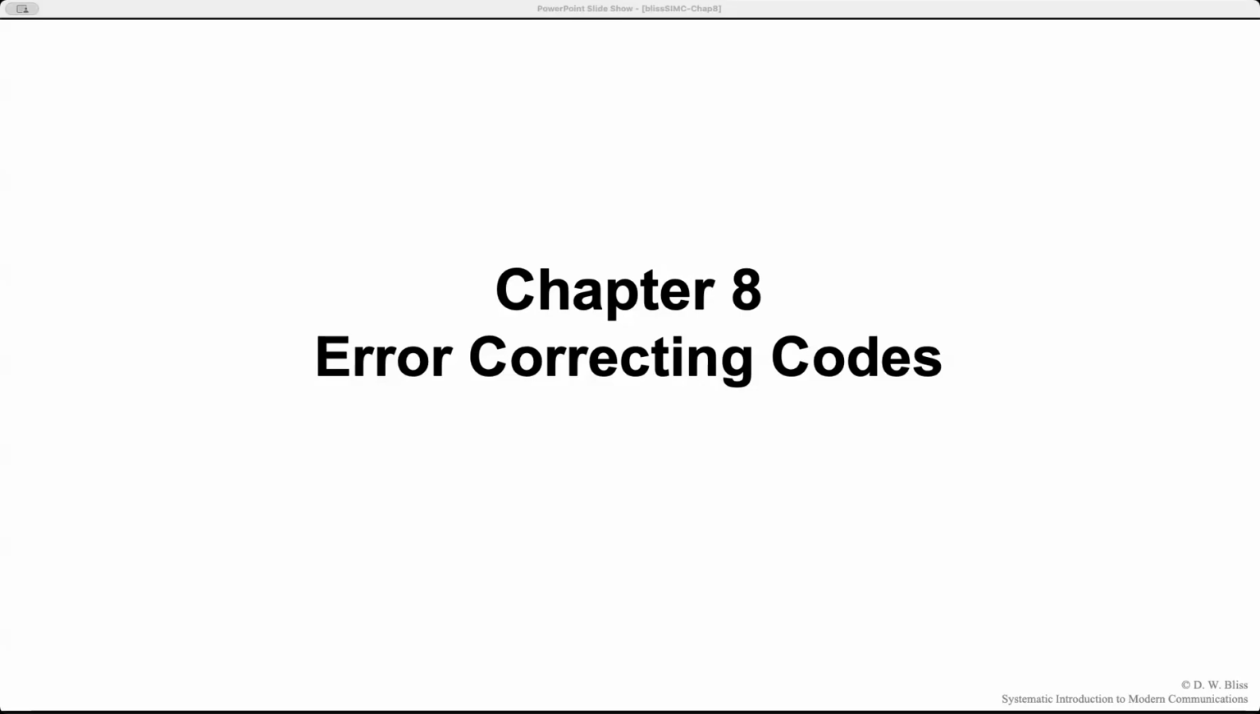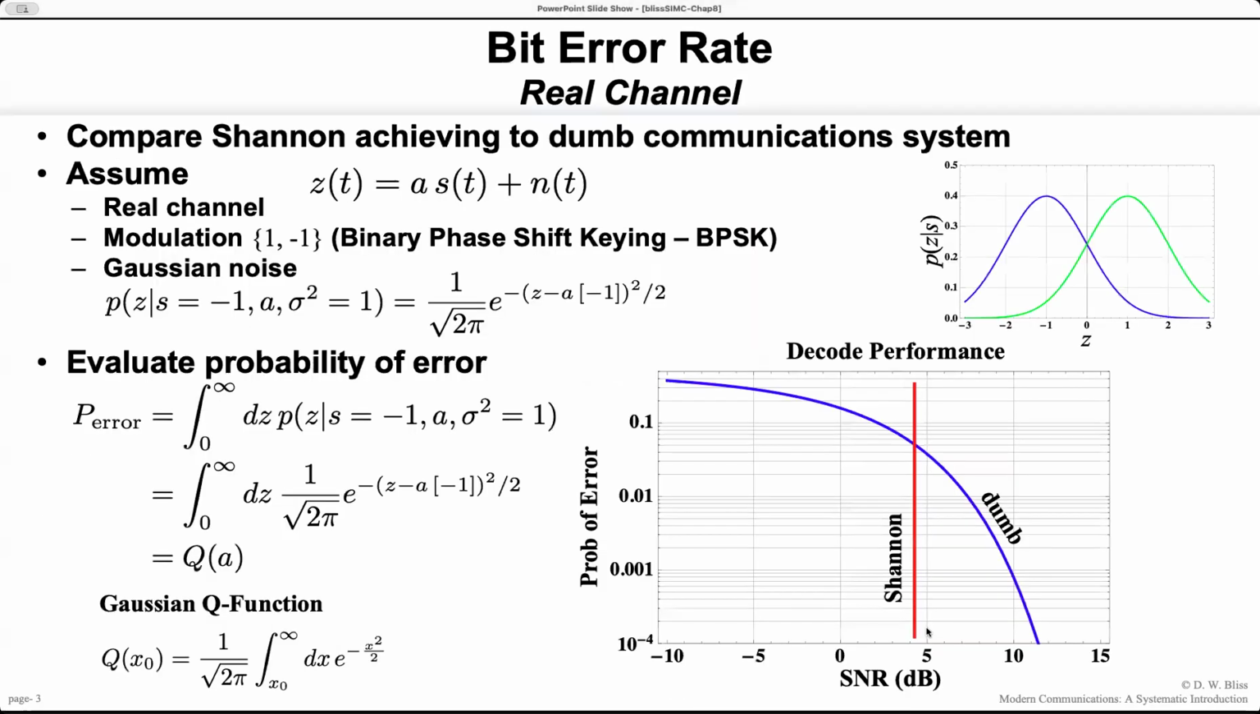This is part two of chapter 8 for error correcting codes for modern communications. So previously we talked about block codes, specifically linear systematic block codes, and how to construct them, how to construct generator matrices, and how to construct parity check matrices, and then how to interpret the use of those. So now we're going to talk about convolutional codes.